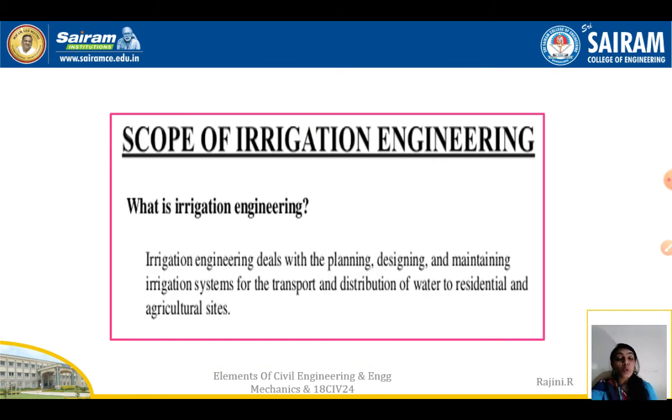So we will see the scope of irrigation engineering separately now. Irrigation engineering deals with planning, designing, and maintaining the irrigation systems for the transport and distribution of water to residential and agricultural sites.